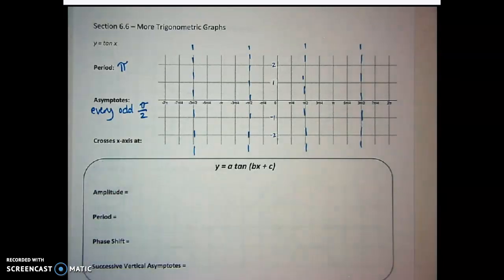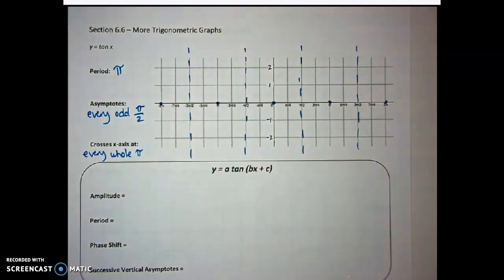It's going to cross the x-axis every time the sine graph is 0, because again it's a ratio of sine over cosine. So every time the sine graph is 0, the tangent graph will also be 0. That's going to occur at every whole pi. There I have put a dot at every whole pi. That's where the tangent graph is going to cross the x-axis.